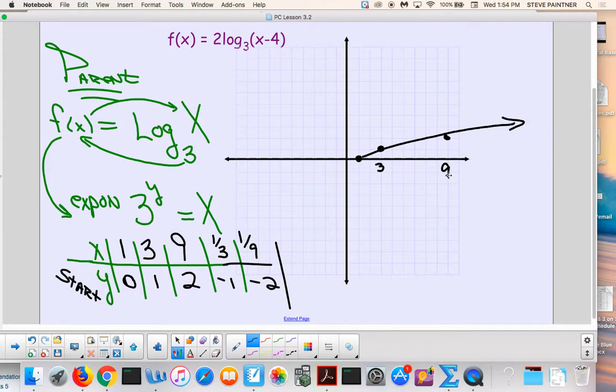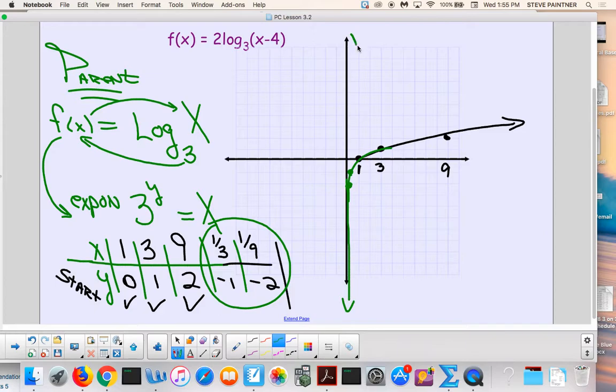Are you okay with what I did so far? I did 1, 0, 3, 1, 9, 2. I did the easy ones. I said, I want this, I want this, I want this. Those are easy. Okay, these two, not the easiest to graph. How do you graph 1/3 comma negative 1? Over how far? 1/3, down how far? Okay. 1/9, negative 2 would be over a 9th, down 2. See it? What's it going to do if I keep going? It's going to run straight down the y-axis.